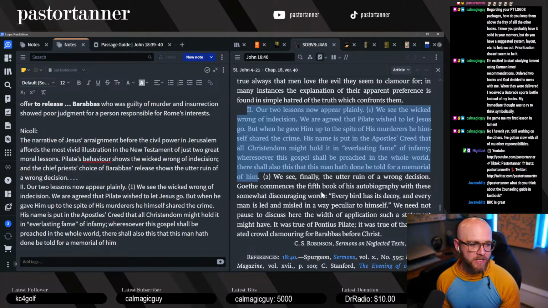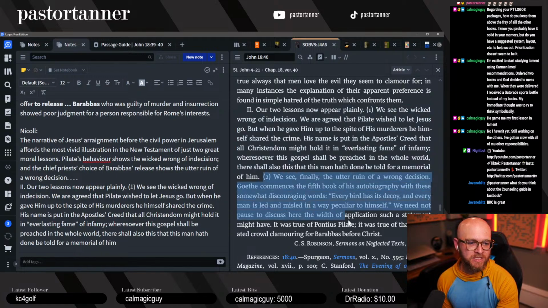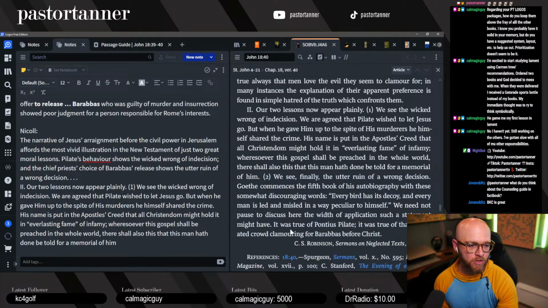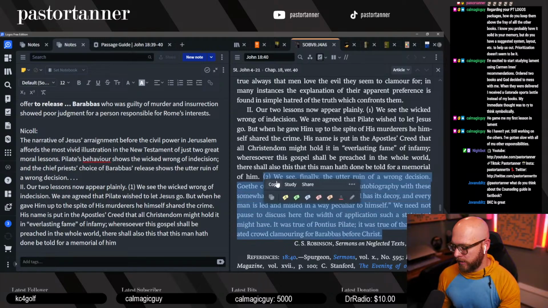Goethe commences the fifth book of his autobiography with these somewhat discouraging words: Every bird has its decoy, and every man is led and misled in a way peculiar to himself. Ding, ding, ding. How good is that, right? We might take that very quote. We need not pause to discuss here the width of application such a statement might have. It was true of Pontius Pilate. It was true of that infuriated crowd clamoring for Barabbas before Christ. So good. Look at that.